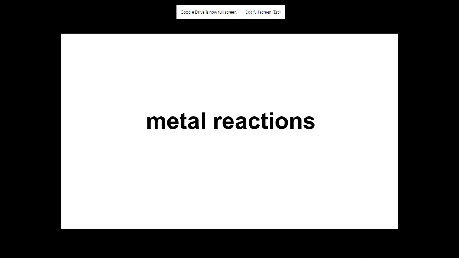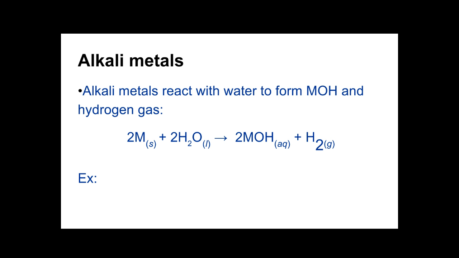Okay, ladies and gentlemen, we're going to be talking about metal reactions today, and so let's get right to it with these metal reactions. The first one we'll start with is the alkali metals, and these are, of course, group 1A. These metals react with water to form a metal hydroxide, and they're also going to form some hydrogen gas.